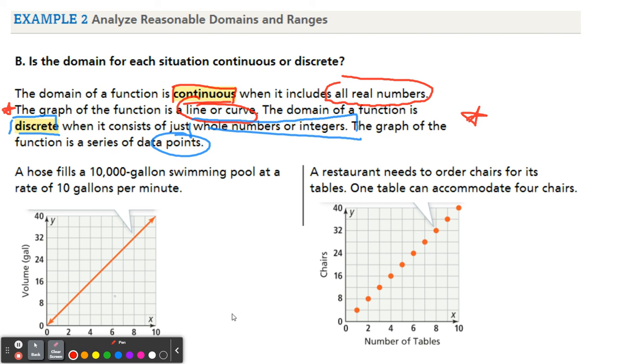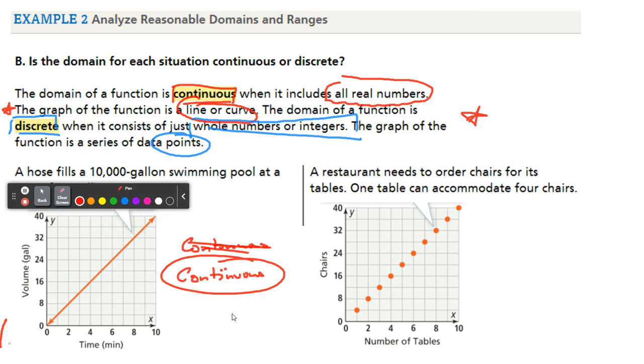Big deal. So if we look here at this first one, so the hose filling up the gallons of the 10,000 gallon swimming pool, you can see that this is a continuous graph. It is one line. Continuous. Let me write that again. Continuous. Sorry. There you go. Right? One long line. Starting at 0, 0, because if time hasn't gone by, you're not filling it up at all. Let me move this up so you can see the x-axis time and then volume.